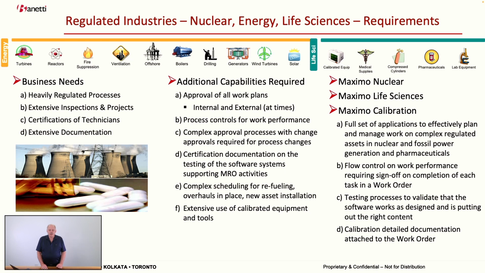Certification becomes very important. Inspections, documentation of all the work that's performed, the flow control process on job plans. We need to have an individual sign off and capture measurements for each step of a process. So we need approvals on work plans, job plans, internal, sometimes external. That process needs to be controlled on work performance. It's a very regulated process internally. Complex approvals, a lot of changes are required.